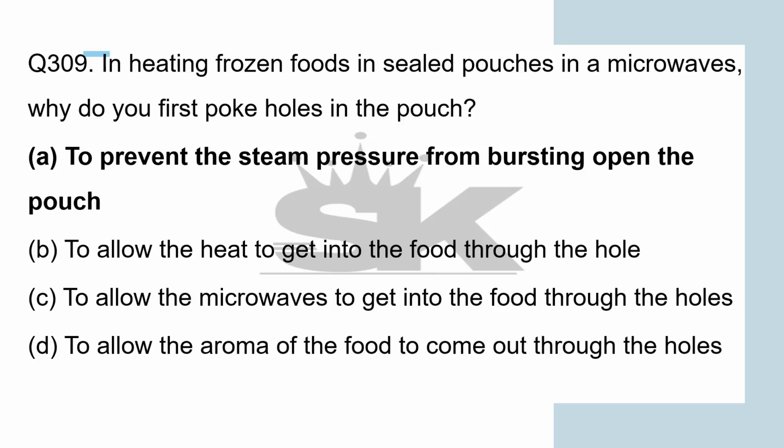Tomatoes and similar vegetables should be cut in half. Egg should be taken out of the shell, and holes should be poked in the plastic wrap or sealed pouches of the frozen packed foods.